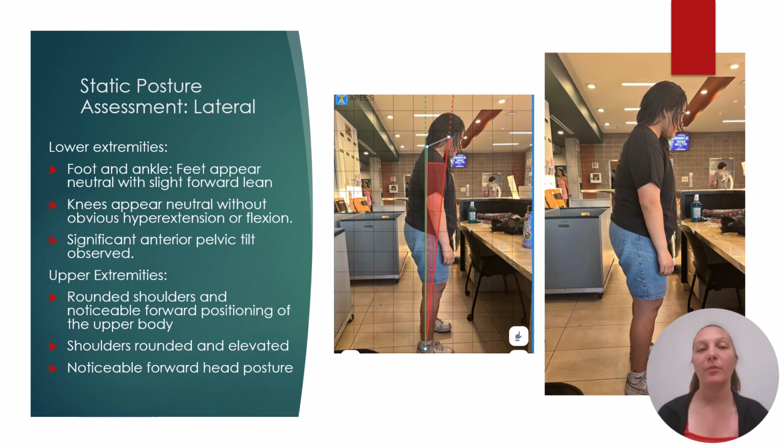Looking at the upper extremities, we can see that they have noticeably rounded shoulders and forward positioning in that upper body. This is suggesting that we have overactivity in the pectoralis major and minor, anterior deltoids, and latissimus dorsi. And then additionally, some underactive muscles that we could be seeing here include mid and lower traps, rhomboids, serratus anterior, and posterior deltoids.